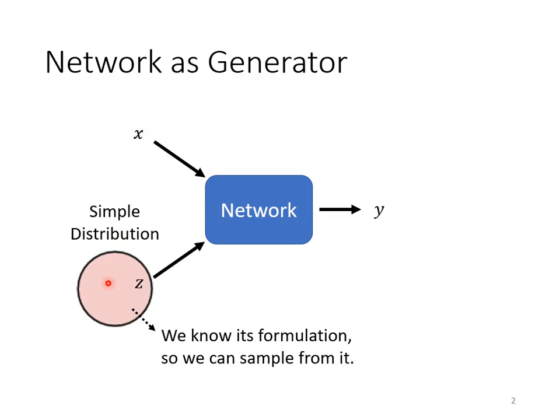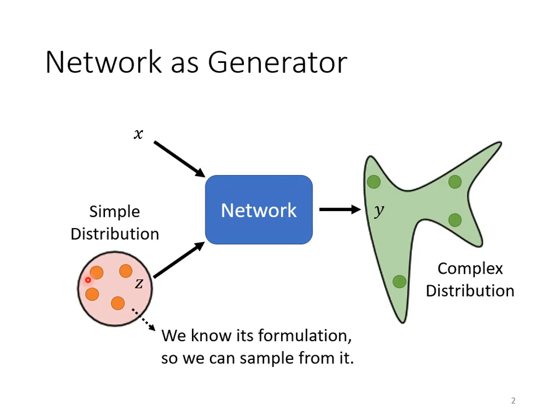Then, we generate an output. As we sample different z, the outputs, y, also change accordingly. Now, the output of the network becomes a complex distribution instead of something fixed. Using the same x as input, different things are sampled every time. After passing it through the network, it goes through a complex transformation and becomes a complex distribution. This way, the output of the network now becomes a distribution. The kind of network that can output a distribution is called a generator.